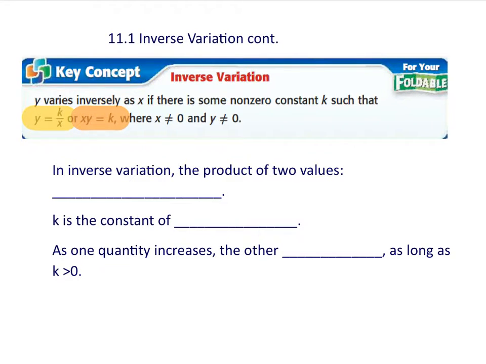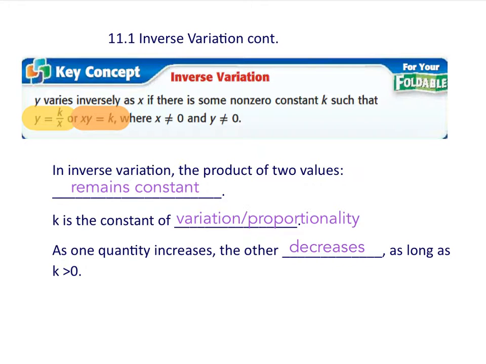In inverse variation, the product of two values remains constant. K is the constant of variation or proportionality. And as one quantity increases, the other decreases as long as k is greater than 0. The specific two that we will review quite a bit are the first and third.